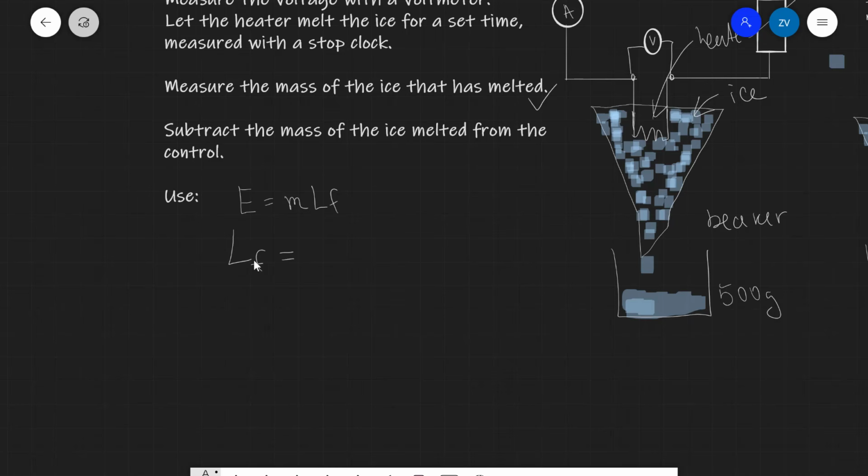So L subscript F is actually energy divided by mass. We know that the energy is V times I. So all we need to do is multiply the voltage, which we've measured, by the current, which we've measured, and divide that by the mass, which we've also measured. And if we do that, we have our specific latent heat of fusion.